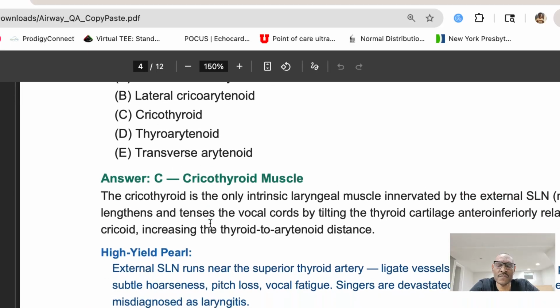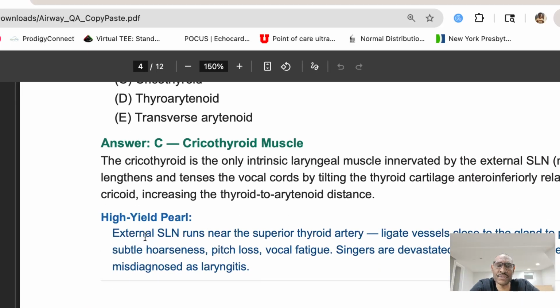Okay, and then some high yield pearls. The external laryngeal nerve runs near the superior thyroid artery, so ligate vessels close to the gland to keep the nerve protected. Injury causes subtle hoarseness, pitch loss, and vocal fatigue. Singers are devastated, so it's easy to miss and often misdiagnosed as laryngitis.